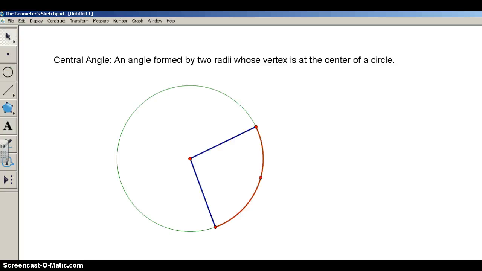Now we're in Sketchpad and we're going to be looking at the types of angles, or the beginning types of angles that occur within the circles. The first one that we're going to talk about is a central angle. A central angle is an angle that's formed by two radii and the vertex is at the center of the circle.